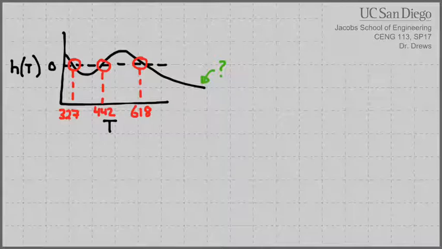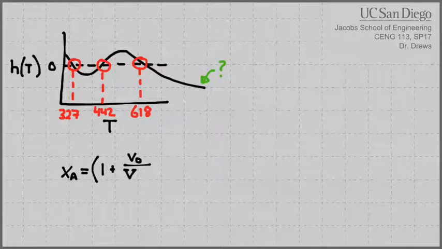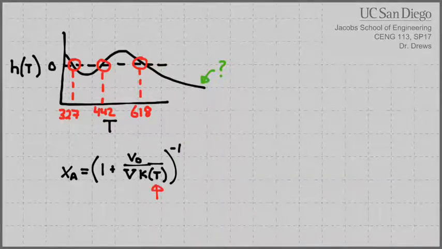So it becomes a question of how we figure out which one of those temperatures is the one that we're actually going to function at. Once we know what any of those temperatures are, we don't have a problem calculating the corresponding conversions, right? Earlier we saw that the material balance ends up looking like 1 plus little v naught over capital V times k of T, to the -1. So if I put my temperatures in here, the output will be the x that corresponds to whatever that temperature is.